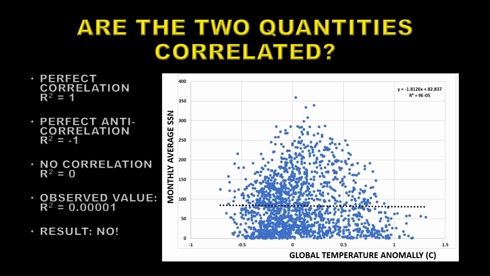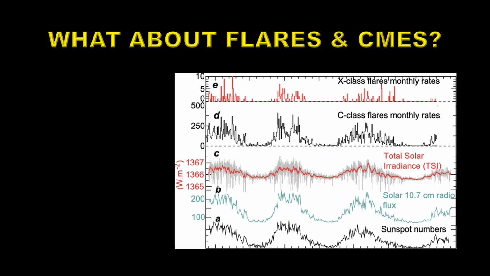Now, you can do a number of things with this. You can slide these backwards and forwards in case there's some sort of delay. And I've done that, and it doesn't improve the correlation at all. You can remove things like El Niño and La Niña and the volcanic eruptions. And again, it makes no difference to this scatter plot at all. There is no correlation.